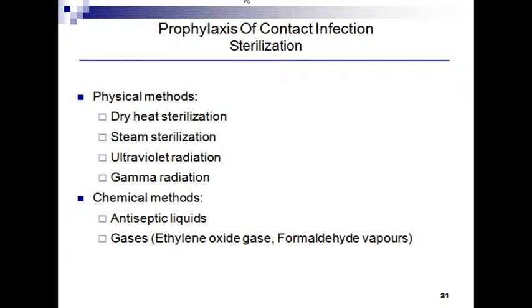Physical factors: we can use heat. Heat is the most reliable method of sterilization, the most widely used in medicine, in two forms: dry heat sterilization or moist heat, or steam sterilization. Another physical factor is irradiation. Irradiation can be non-invasive, ultraviolet radiation, which is non-ionizing, and invasive radiation, gamma rays. Chemical methods are appropriate for disinfection and for instruments, especially optic instruments. We can use antiseptic liquids and gases, and volatile substances such as ethylene oxide gas or vapors of formaldehyde.